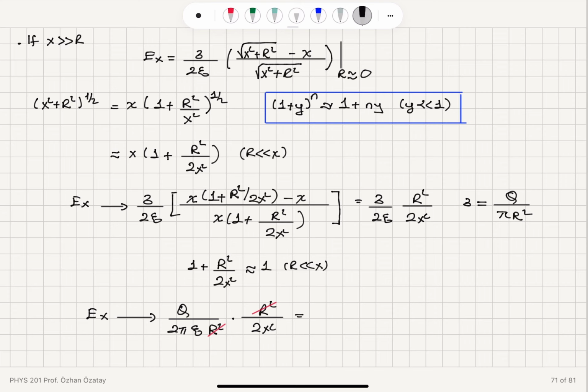So I will be left with k, 1 over 4 pi epsilon 0, which is k, Coulomb's constant, times total charge Q, divided by x squared, which is precisely the answer for a point charge Q. So my expectation is fulfilled. I can see that in this limit, the disk behaves like a point charge.